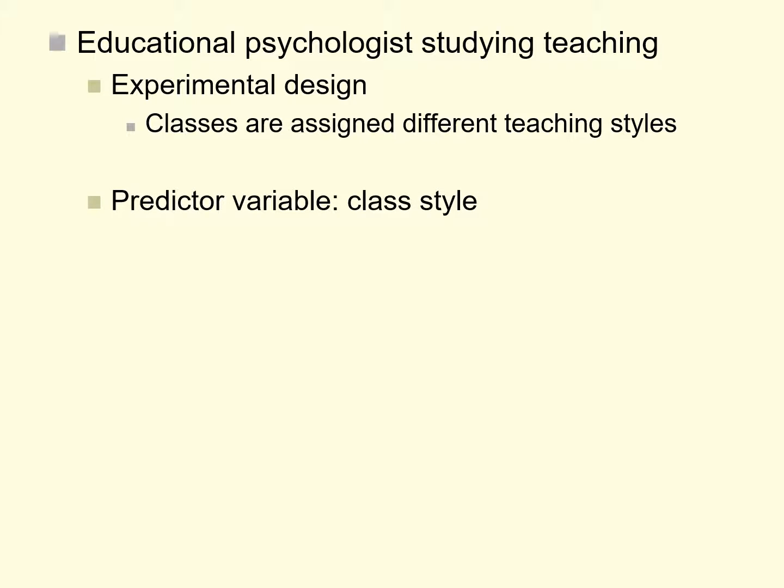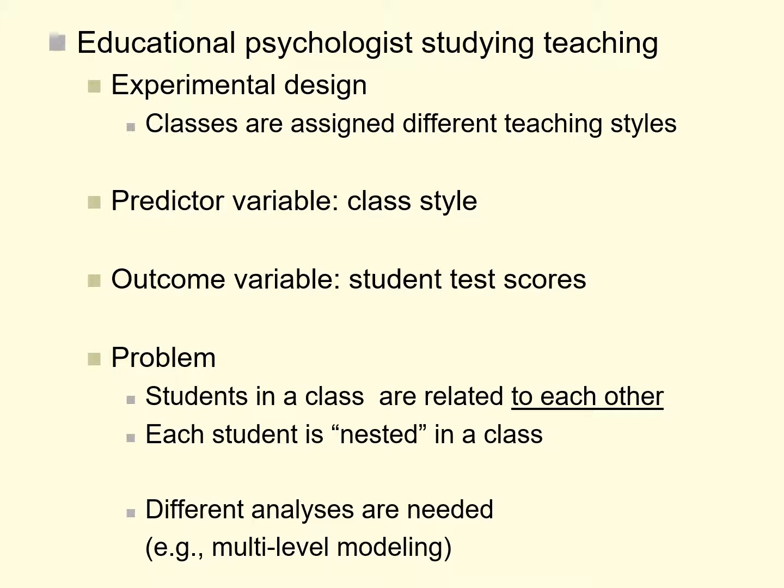So in your analysis, your predictor variable is class style, and your outcome variable might quite reasonably be something like student achievement. So the students' test scores on some end of the semester assessment that all the students, regardless of their class or teaching style, will all be taking. Now this seems pretty reasonable, and of course in many ways it is, but there's a potential problem.